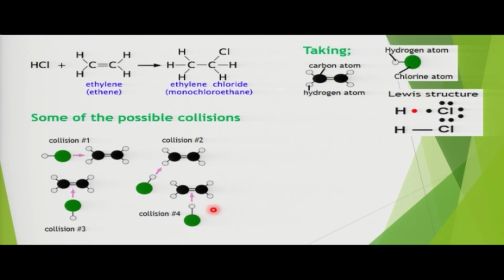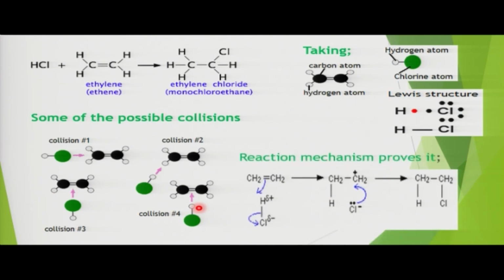Let's look at this. Hydrogen comes onto the double bond. If this collision happens, highly likely it will yield the product, and that is true, as the mechanism suggests. From the double bond, the electrons are donated to hydrogen, and so the chlorine bond breaks, and the reaction goes through. So collision 4 becomes the effective collision. If it doesn't occur this way, then the rest are not happening.